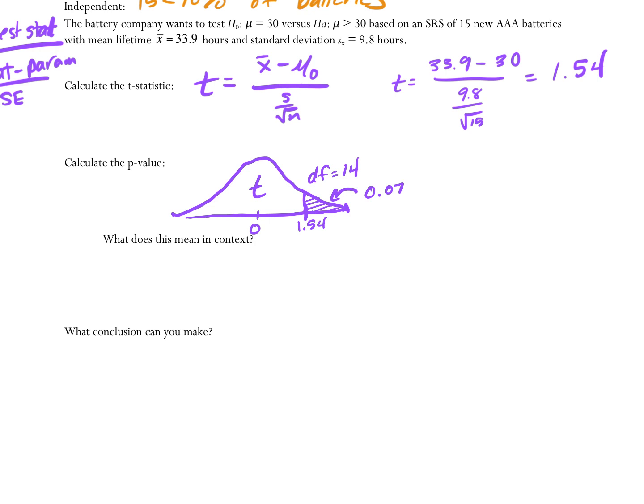There's one last thing I want to bring up. How did I know to shade to the right here? My alternative hypothesis was strictly greater than. The next example, we'll do a not equal to kind of go over that one more time. Okay. All right, now, that p-value being 0.07.